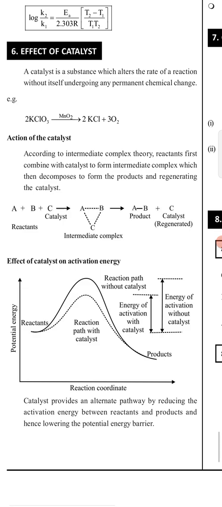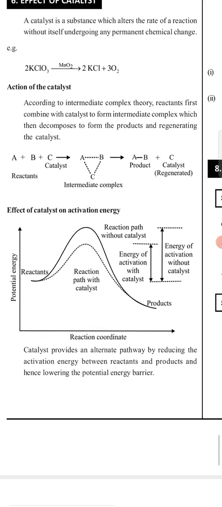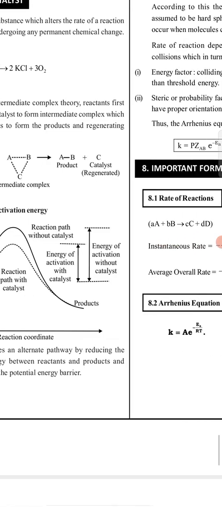Okay. So here the plot of potential energy and reaction coordinate is given, showing reactants, products, the reaction with catalyst, and the activation energy; how it goes is already given in the curve. So the catalyst provides an alternative pathway by reducing the activation energy between the reactant and product and lowering the potential energy barrier. Okay. So this is the left hand side, the reactants, products, and activation energy with catalyst. This is the way to represent the work of a catalyst. I think all of you can understand.